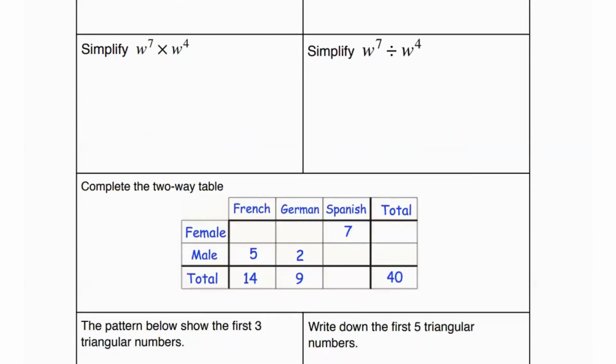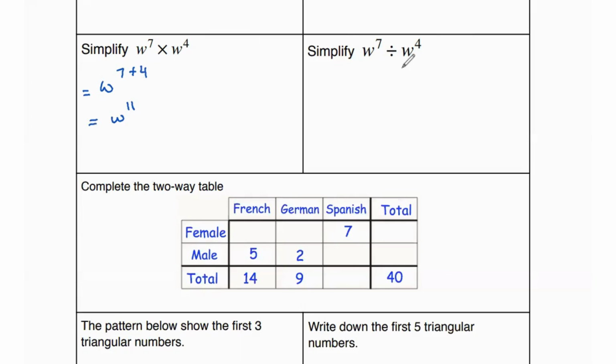Then it says simplify w to the power of 7 times w to the power of 4. Remember, it's one of the rules of indices that whenever you're multiplying similar bases, w being your base and 7 and 4 being your powers, we add the powers. So it's going to be w to the power of 7 plus 4. The base remains as it is. What happens is that we combine the powers as a sum. So that's going to be w to the power of 11.